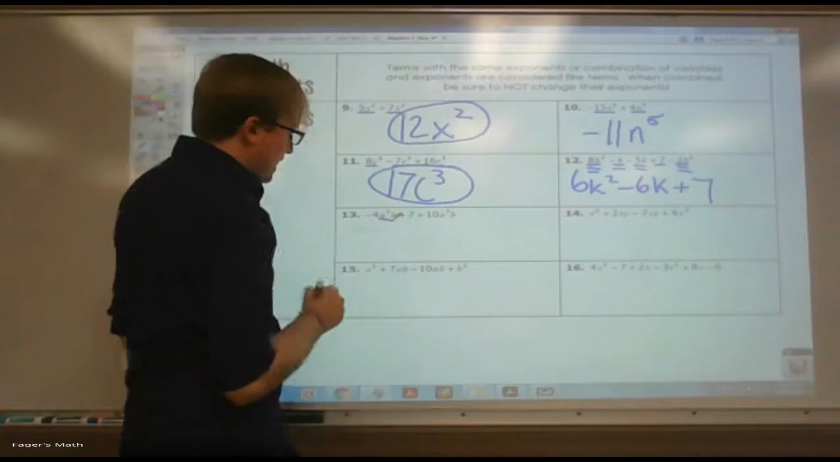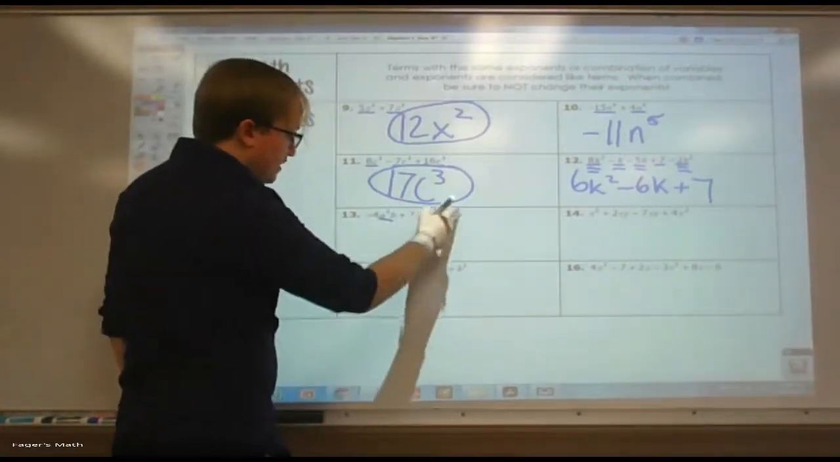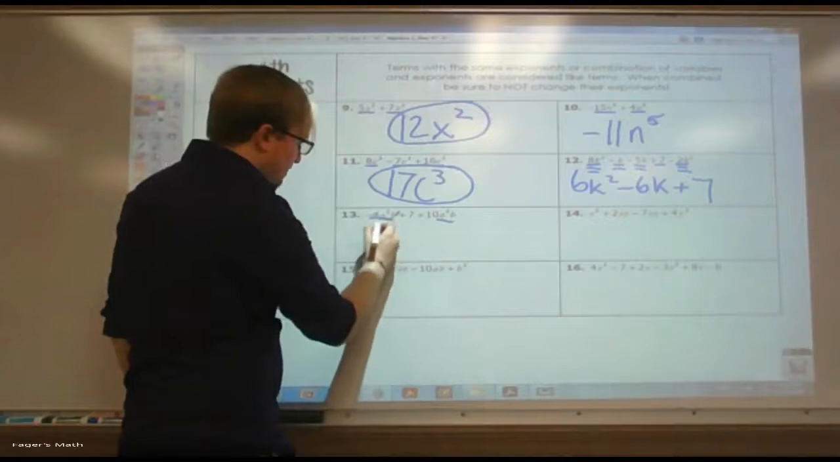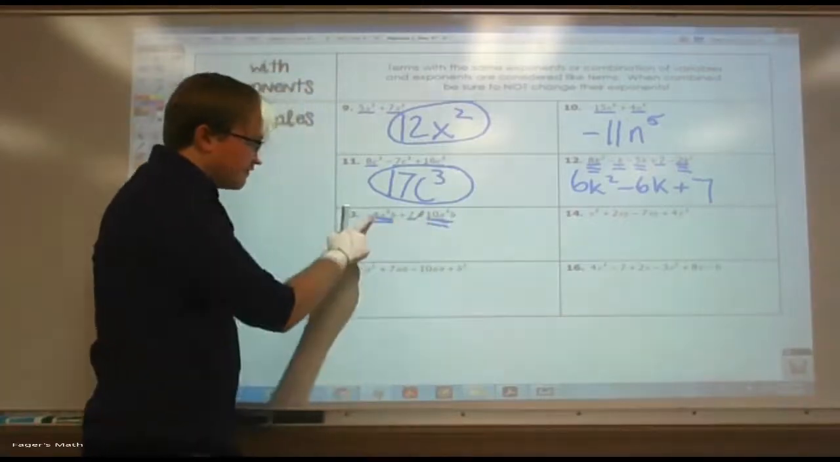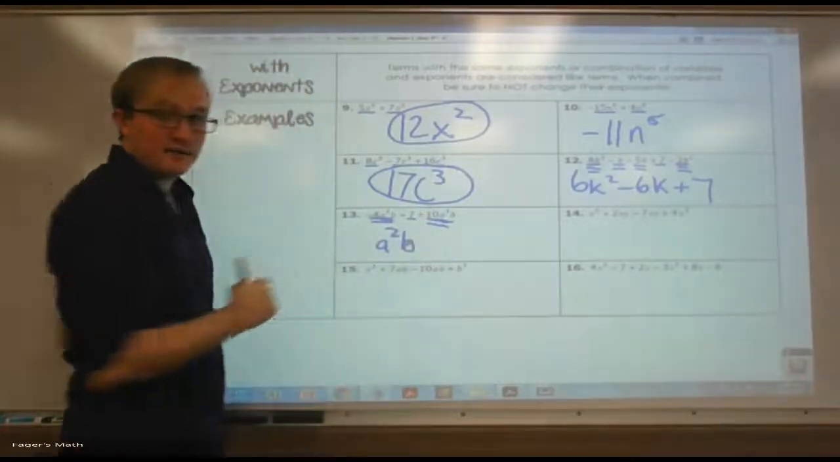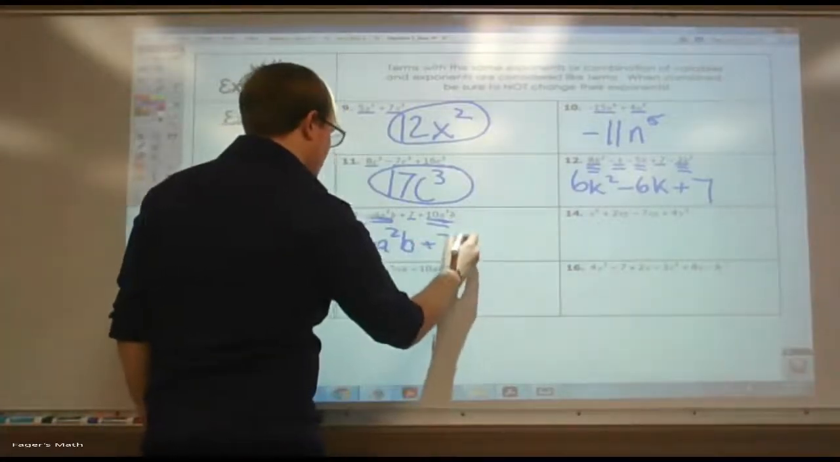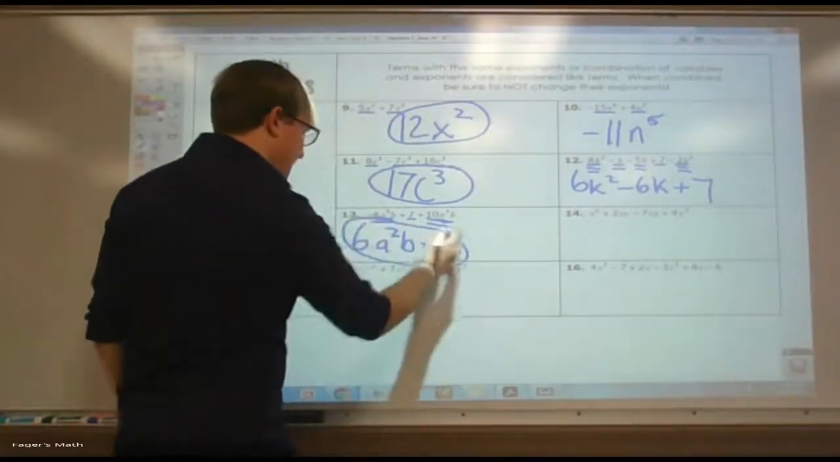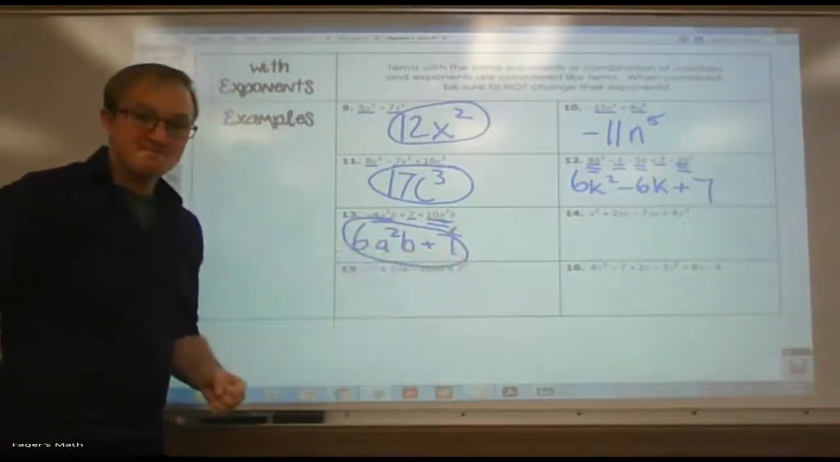So let's go ahead and combine these because I see a squared b, and I'm going to use the 2 lines for this one since we have just one constant. Negative 4 a squared b plus 10, that's 6. And then we just add the 7. 6a squared b plus 7.